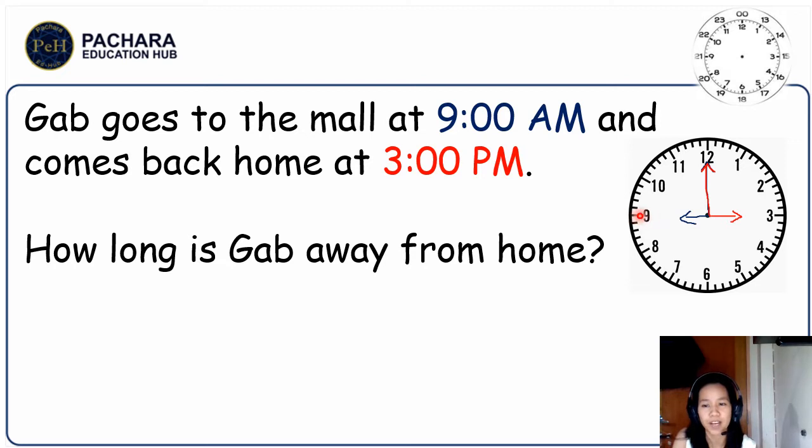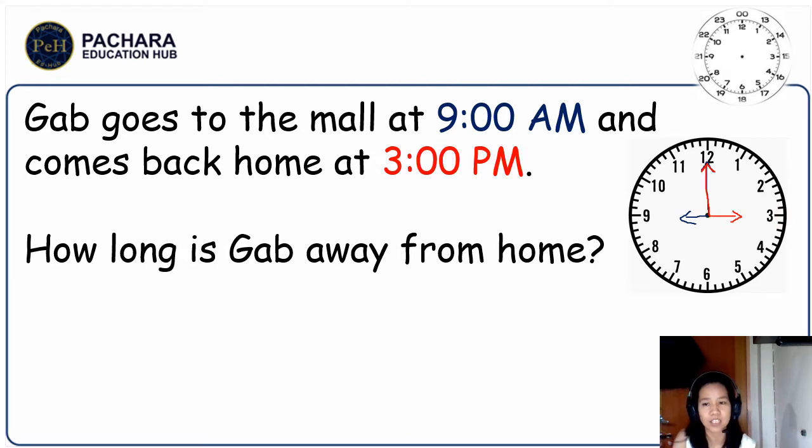So from 9, you should not be counting on 1 here. You need to count 1 round. From 9 to 10, that's 1 hour, 2 hours, 3 hours, 4 hours, 5 hours, 6 hours. Finish. 6 hours. Let's see if it's correct.